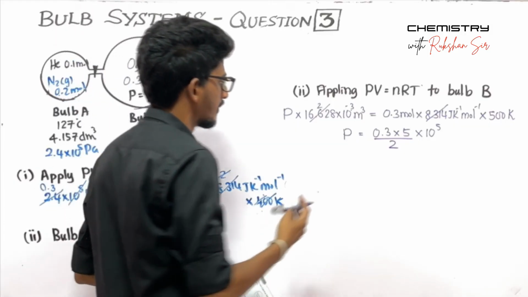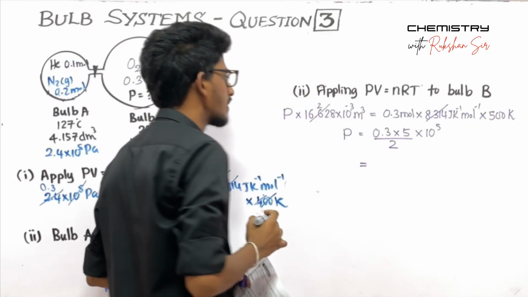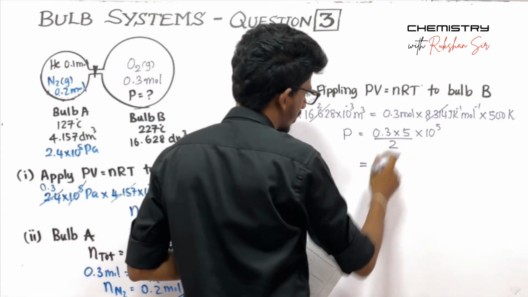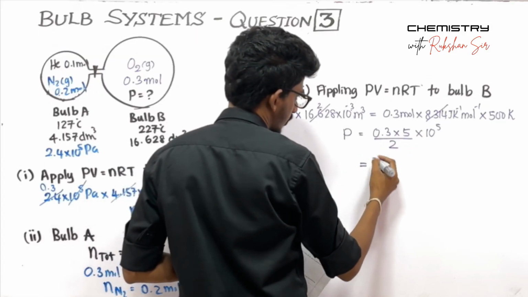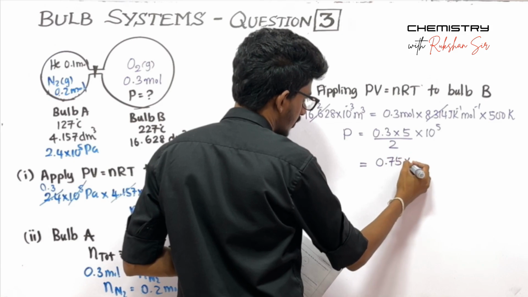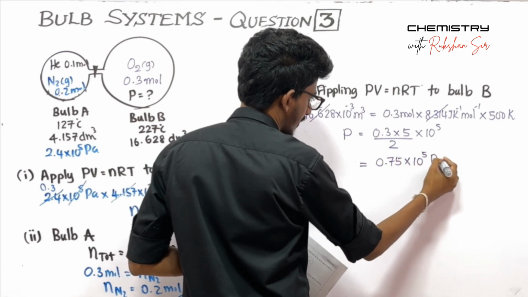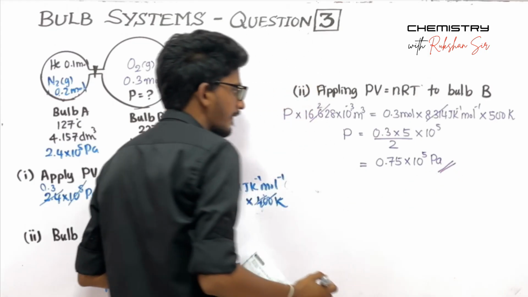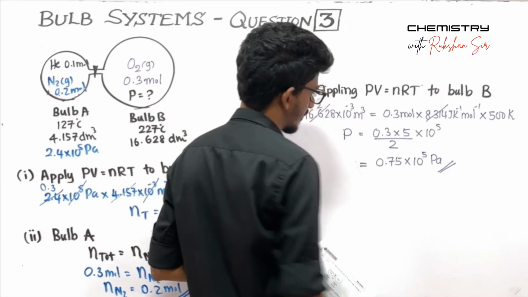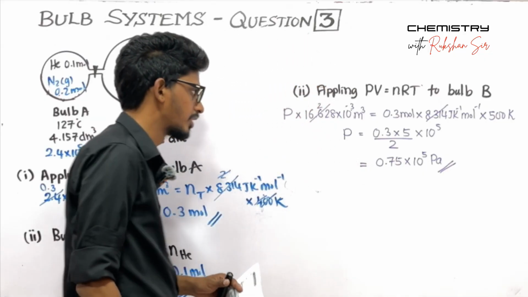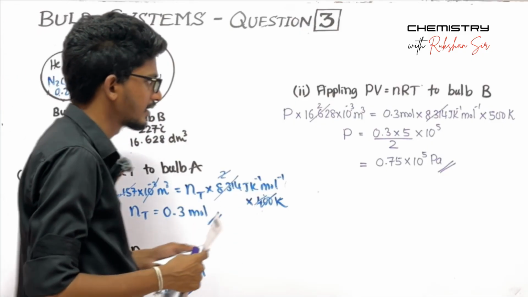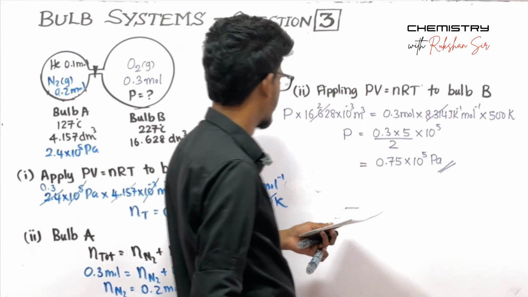Okay, so the value is going to be 1.5 divided by 2. So 0.75 into 10 to the power 5 pascals. One can say it as 7.5 into 10 to the power 4 pascals. So 0.75 into 10 to the power 5 pascals, right? That is clear? Okay.